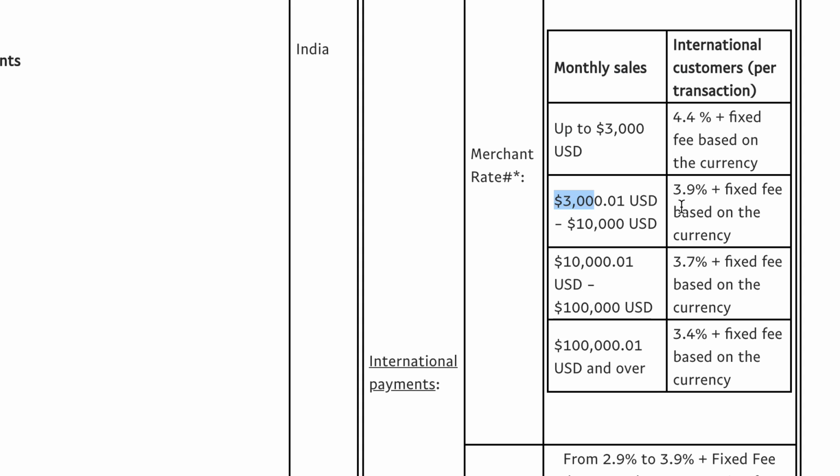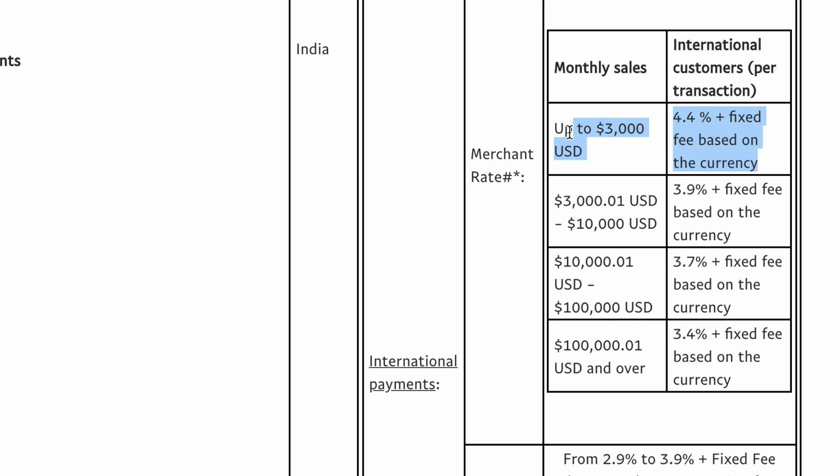So if you're dealing with 3,000 up to 10,000, you're at 3.9% plus the 30-cent fixed fee. If you're at 10,000 to 100,000 per month, then you have 3.7% plus the 30-cent fixed fee. Now, I'm of course in this range right now. I hopefully will reach this range soon. Fingers crossed. Even then, let's consider the 4.4% for somebody who's just starting out. Let's say they've just started their store, they're just starting to do sales. So up to 3,000, you have a 4.4% plus a 30-cent fixed fee.